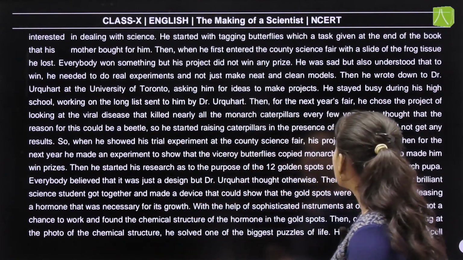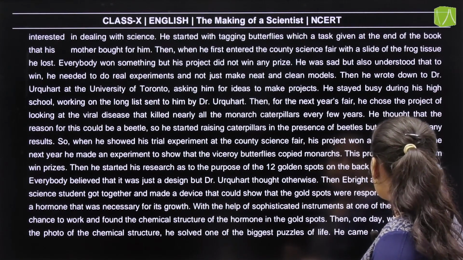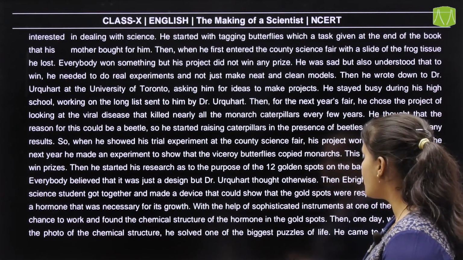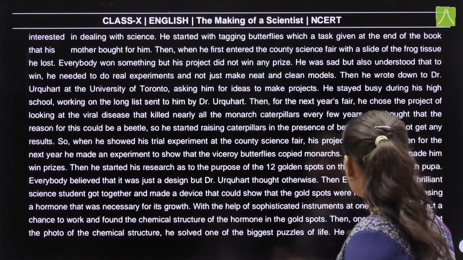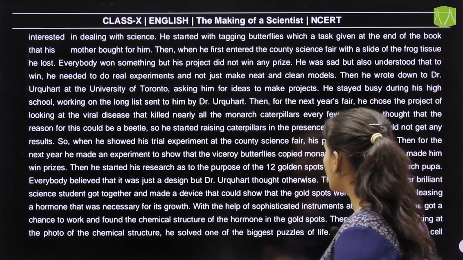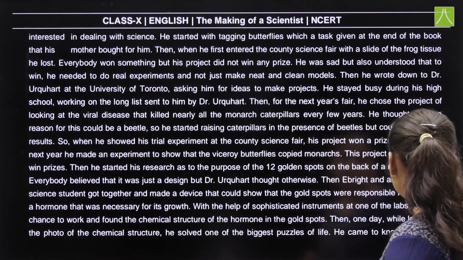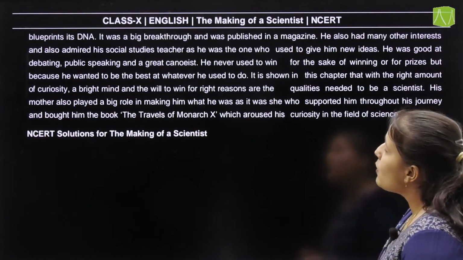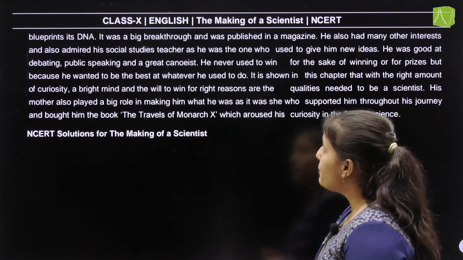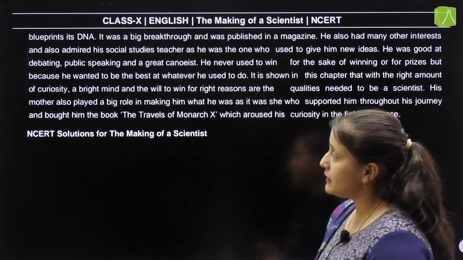With the help of sophisticated instruments at one of the labs, he got a chance to work and found the chemical structure of the hormone in the golden spots. Then one day while looking at the photo of the chemical structure, he solved one of the biggest puzzles of life. He came to know how a cell blueprints its DNA. It was a big breakthrough and was published in the magazine.